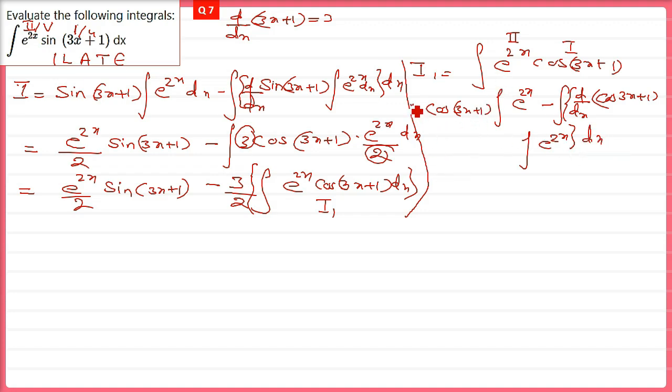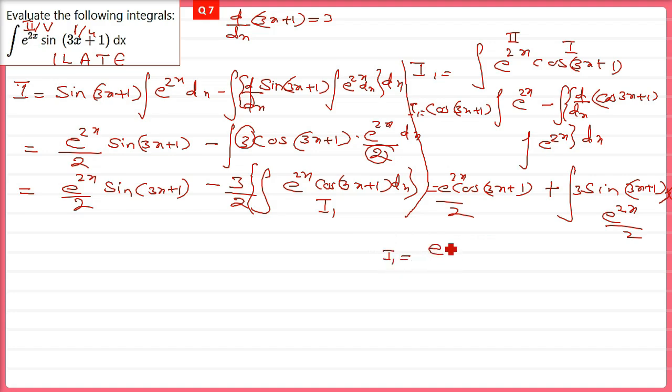And then this whole will be integrated again. The result will be, so I have I1. This I1 will be equal to cos 3x plus 1, e raised to x will be e raised to x divided by 2, minus the integration of the differentiation of cos 3x plus 1, which will be what? Minus sign. So minus, I have made it positive now. Sin 3x plus 1, then the differentiation of 3x plus 1 will give you 3. Now the integration of e raised to x will be simply e raised to x by 2. So this I1 has become something like this: e raised to x by 2 cos 3x plus 1.